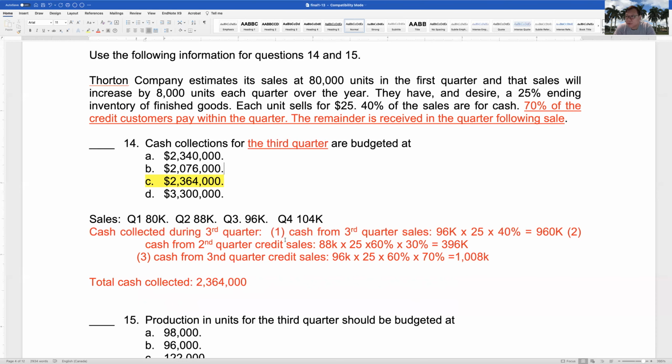So just to quickly sum up, the first part is how much cash you collected from the third quarter cash sales. The second part is how much cash you collected from credit sales. You can collect it from either the current month or the previous month, right? For the current month, you collected 70%. For the previous month, you collected 30%, okay?